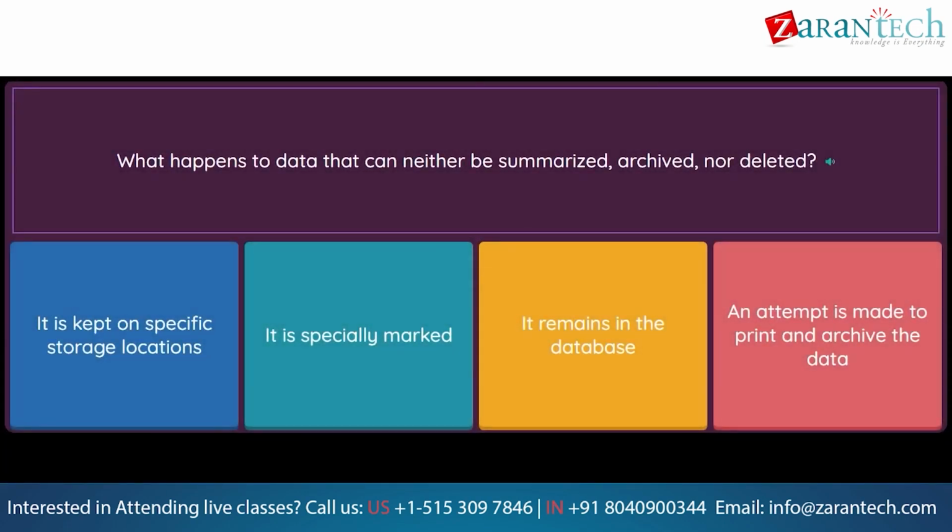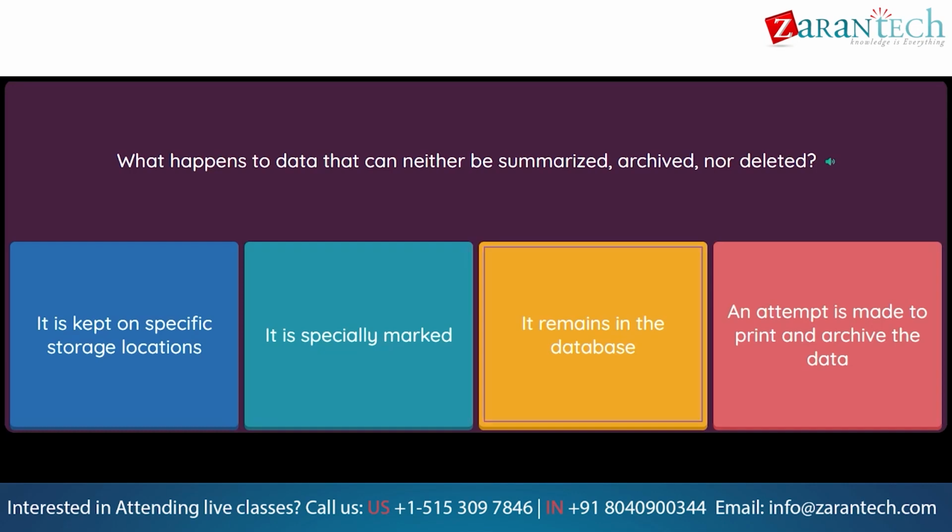Question: what happens to data that can neither be summarized, archived, nor deleted? Option 1, It is kept on specific storage locations. Option 2, It is specially marked. Option 3, It remains in the database. Option 4, An attempt is made to print and archive the data.